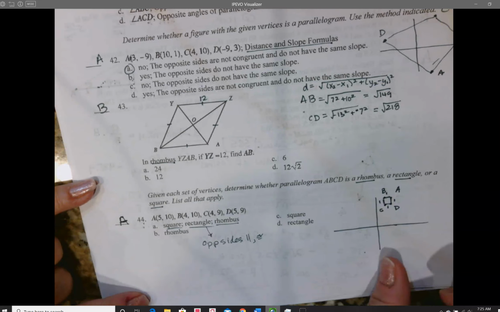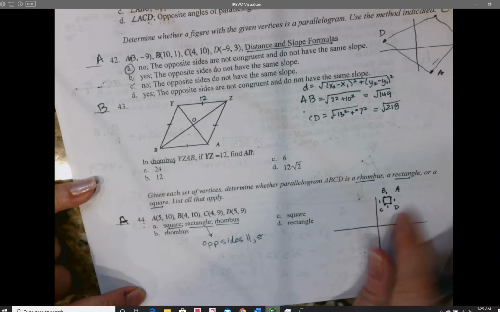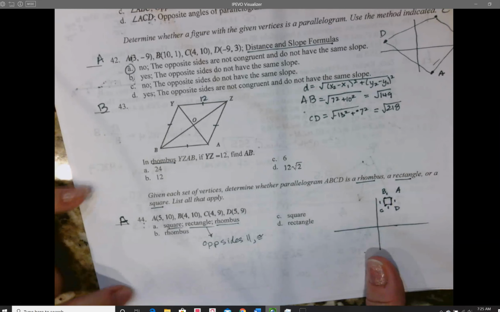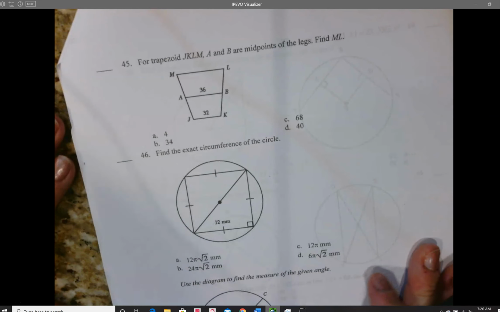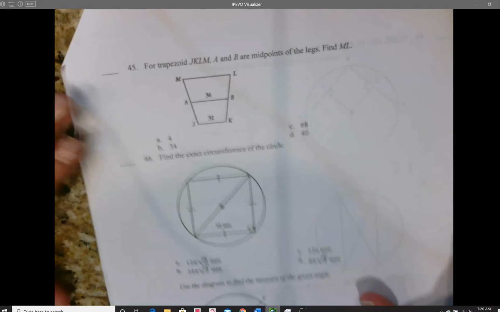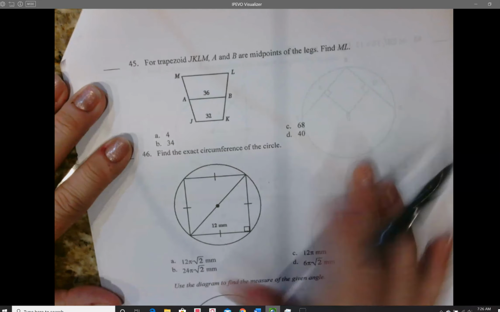This is probably not a question like they would ask you on the ACT as far as the definitions of your shapes, but to be able to draw it out like this and recognize the side lengths would be a fair question. Okay, so we're at 17 minutes, so we can keep going a little bit.